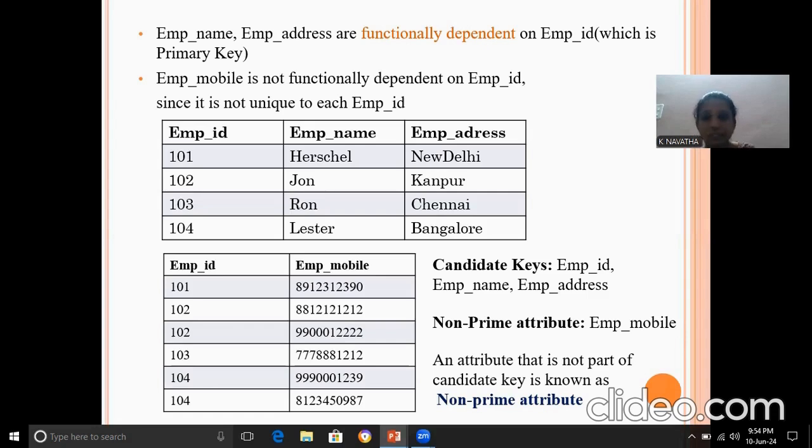So see here, not being part of a candidate key - what is the candidate key here? Employee ID, name, and address are the candidate keys. So employee mobile, we are not considering it as a key, because it is not functionally dependent on the employee. So we are taking it as a non-prime attribute.